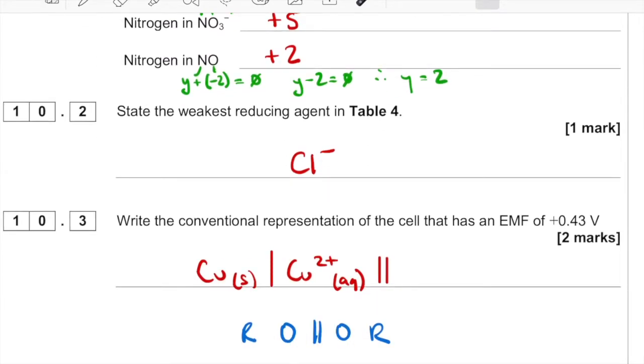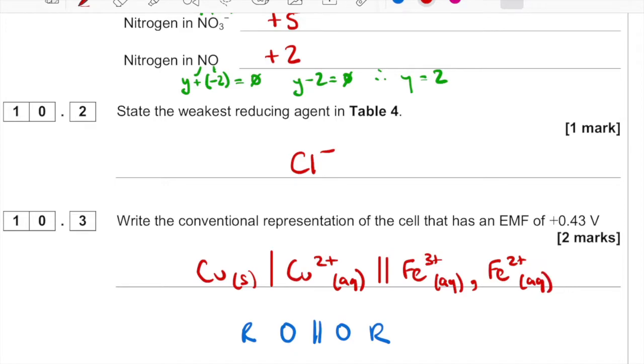So we're going to have Fe3+, aqueous, and because they are in the same phase, we separate them using a comma. But we've still got to write them in the correct order, though. We're still writing oxidized and then reduced. Okay, so that's very important.